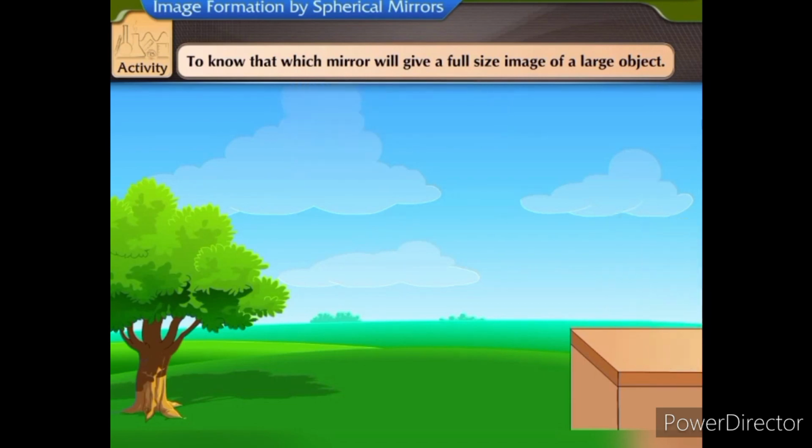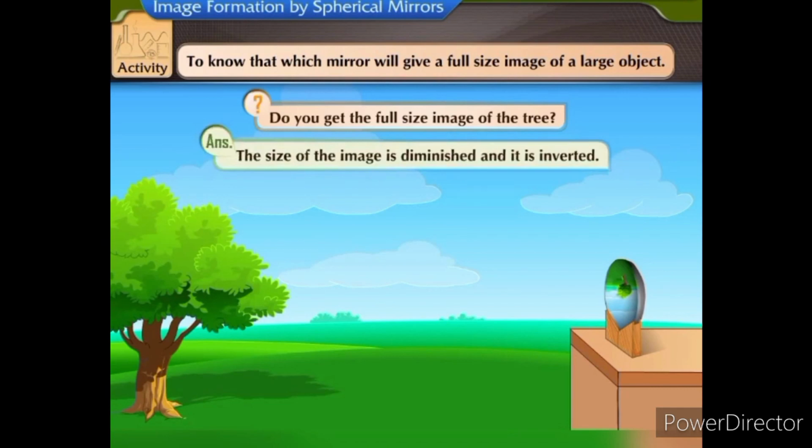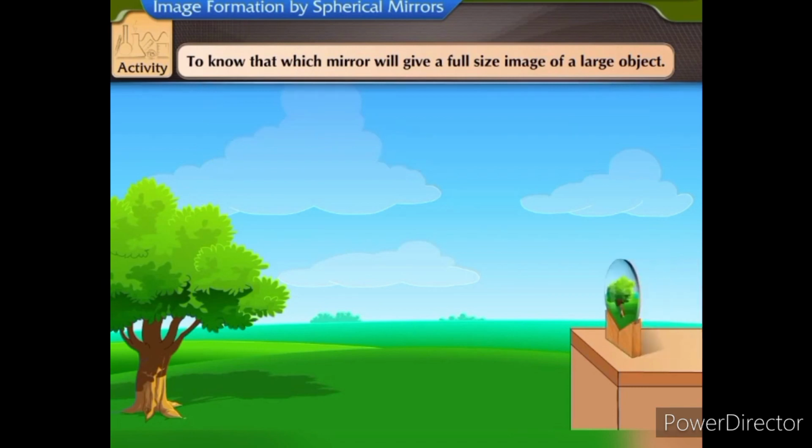No. Now, try to get the full-sized image of a tree in a concave mirror. Do you get the full-size image of the tree? The size of the image is diminished and it is inverted. Repeat the same steps with a convex mirror. This time you will be successful. It is because the convex mirror has a greater field of view. Let us study some more uses of convex mirrors.